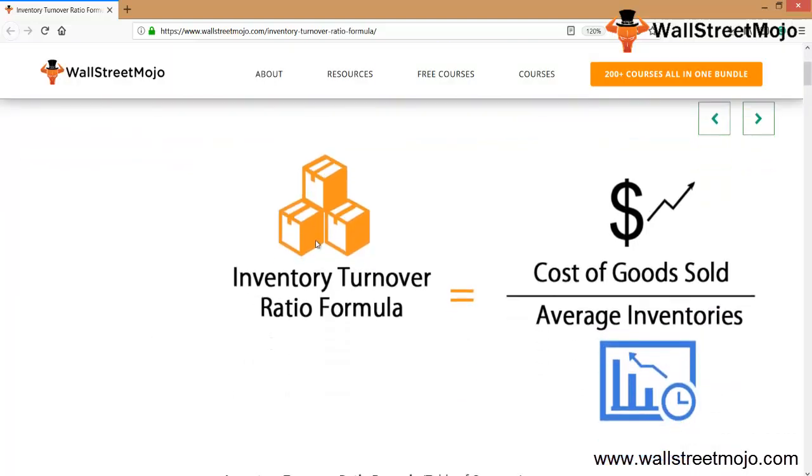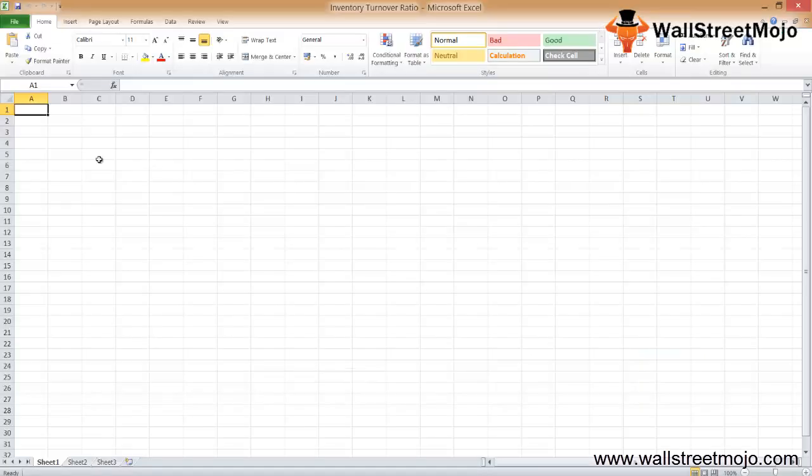Let's understand what exactly goes into the inventory turnover ratio formula. It involves the cost of goods sold, divided by the average inventories in the business. The inventory turnover ratio formula is an important efficiency ratio, and it dictates how fast a company is able to replace a current batch of inventory and transform the inventory into sales. This is what exactly it means.